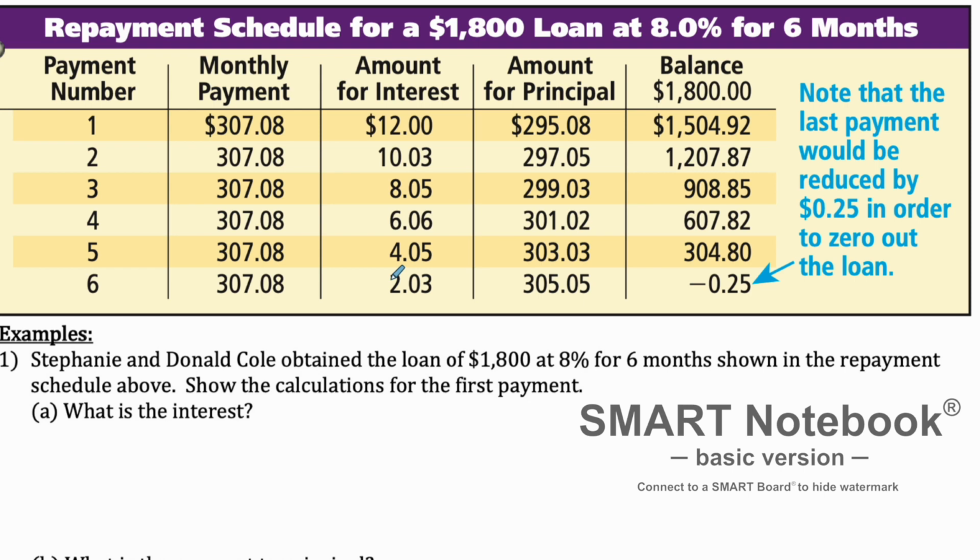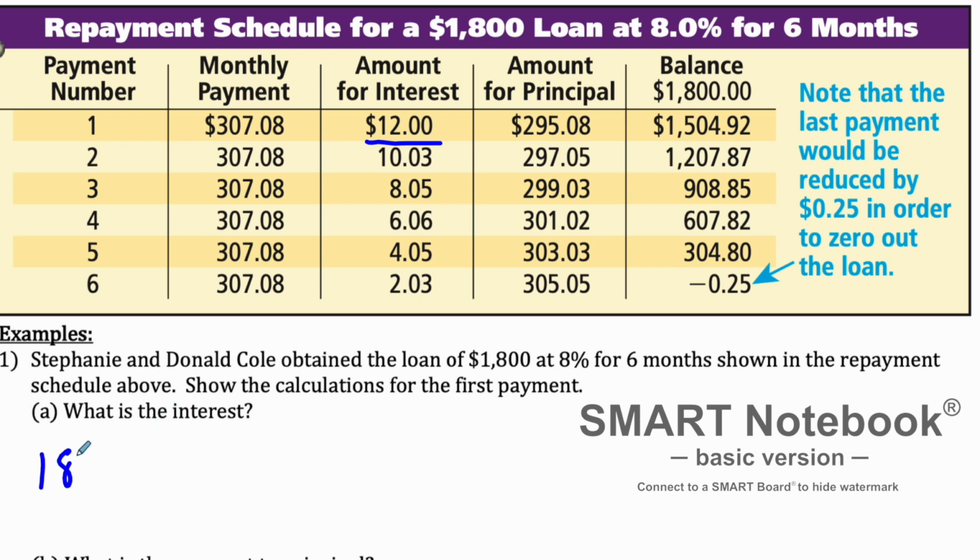So I will refer to this table here when we do those two values. All right, so let's go through these examples here. So what is the interest? We already know the interest is $12. So what I'm going to do is figure out, well, where did that 12 come from?